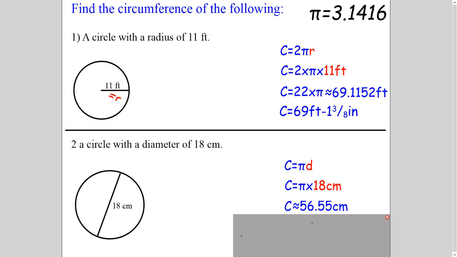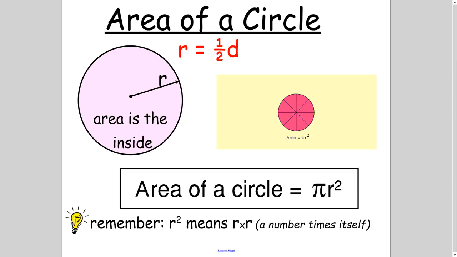Okay, let's look at area. So area is the space inside of a circle. And you'll see that if you take that circle and split it into pieces, rearrange those pieces, and make it into a quadrilateral, the base basically is about half the circumference, or pi r. The height is the same as r, so that gives it a formula of the area, which is pi r squared. That's the area of a circle.